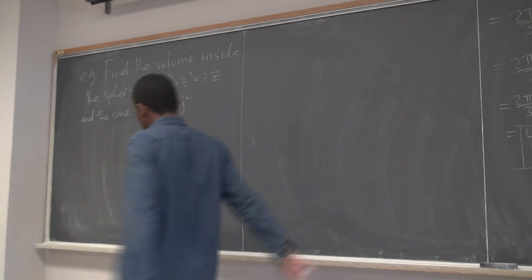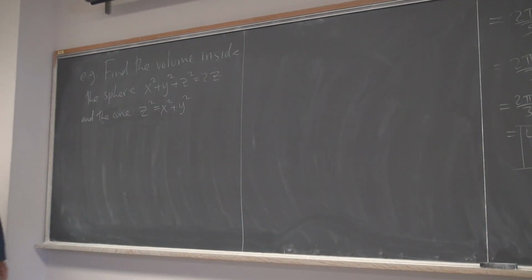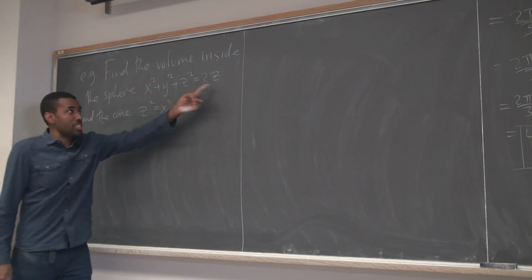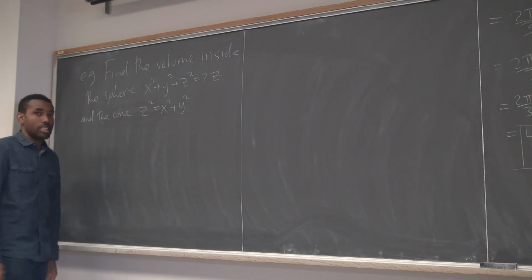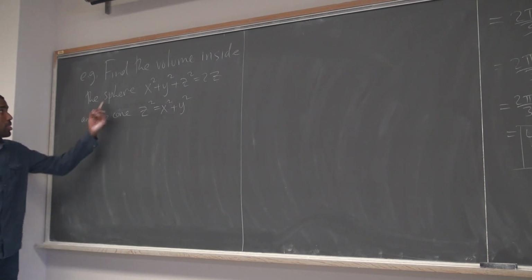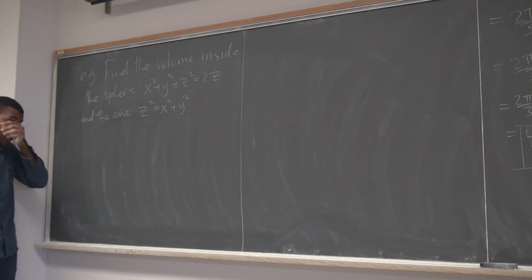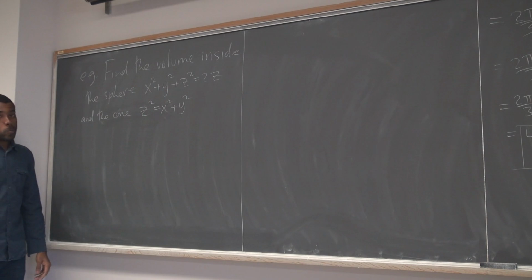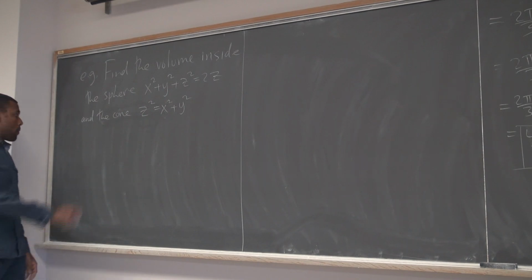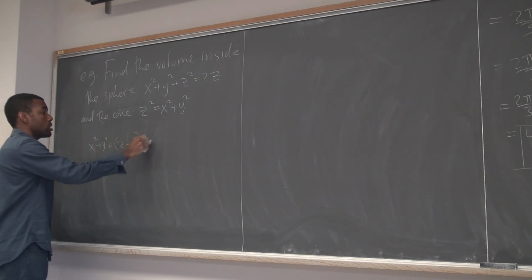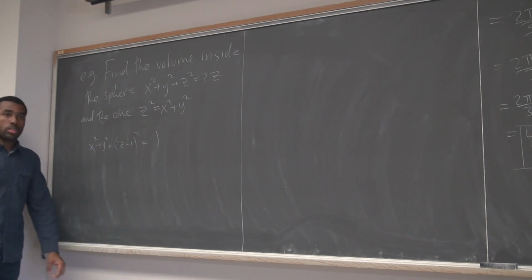Okay, here's a problem. Find the volume. Draw it. What does this look like? Isn't that a sphere? Yes, it's a sphere. Negative z minus 1, so that x squared plus y squared plus (z minus 1) squared equals 1. So that's really the sphere.